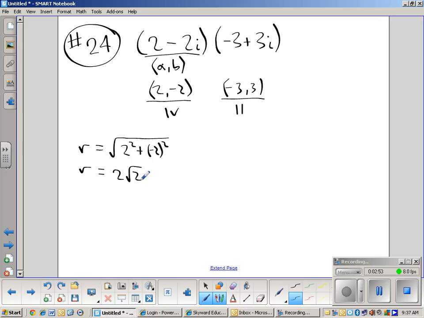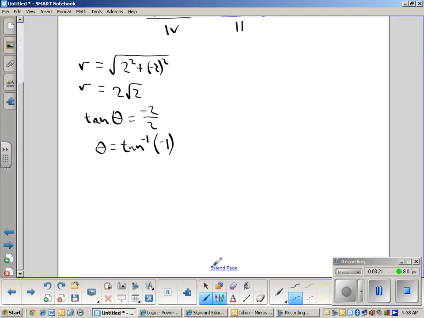Okay. Then we need to find our angle. Remember, the easiest way to find our angle is to take y over x, which is b over a. And so theta then is going to equal the inverse tan of -1. And if the tangent of an angle equals 1, then the angle is a 45, right?